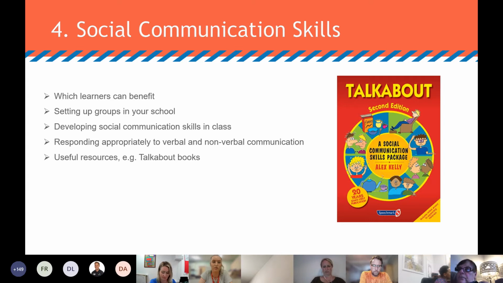So this will encompass responding appropriately to verbal and non-verbal communication, and we'll go through some useful resources which you'll be able to use with your learners. So some of you might be familiar with the Talk About books.